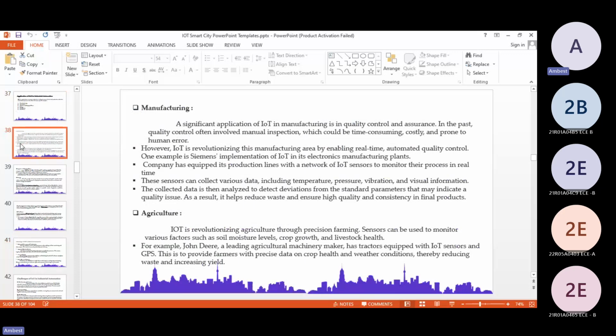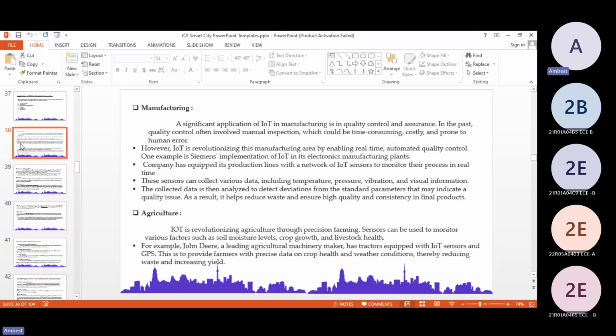The next point is an example of IoT implementation in an electronics manufacturing plant. Firstly, it is about quality control and assurance. Previously it involved mostly manual inspection, which was time consuming, costly, and prone to human error. Now it is enabled as real-time, automatically controlled quality. The example is an electronics manufacturing plant.